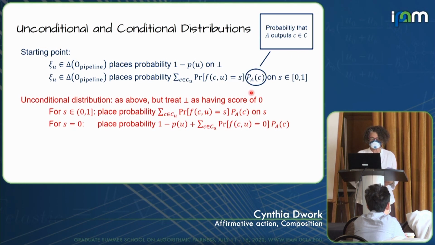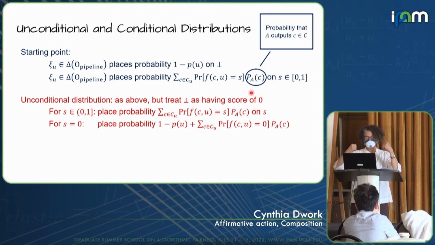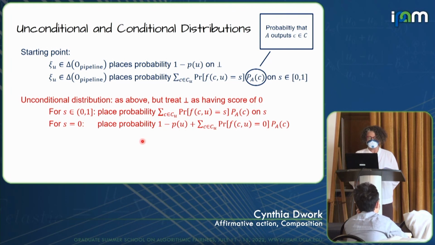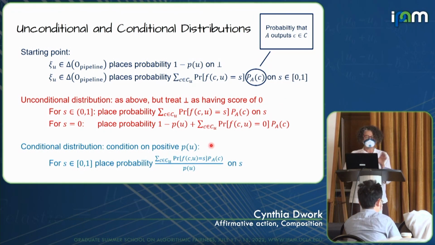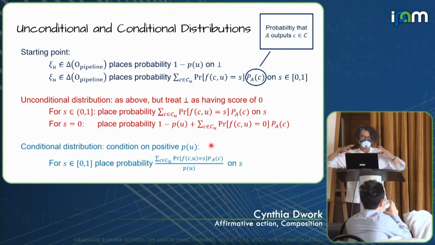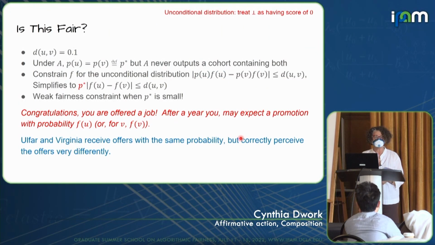And then you have to think about what's the right distribution. You want to take these and map them to numbers between 0 and 1. Instead of having a distribution on bottom union 0, 1, you want to have a distribution on just 0, 1. So we start from here, but then we're going to treat bottom as having a score of 0. That's called the unconditional distribution. And the conditional distribution ignores the probability of not hiring, and it reweights the probabilities of scores conditioned on being hired. This seems like a really reasonable thing to do, because in some intuitive sense, you might think you only care about this. And then you get weird situations like this.